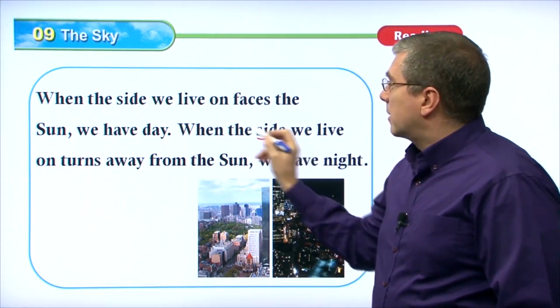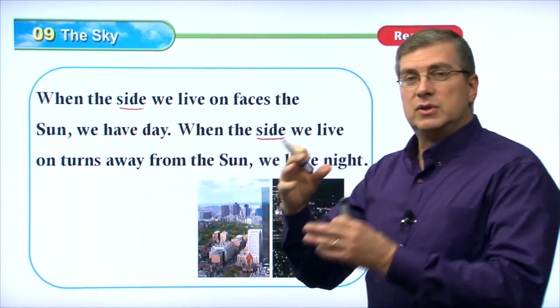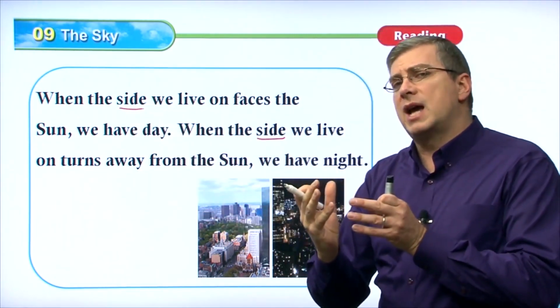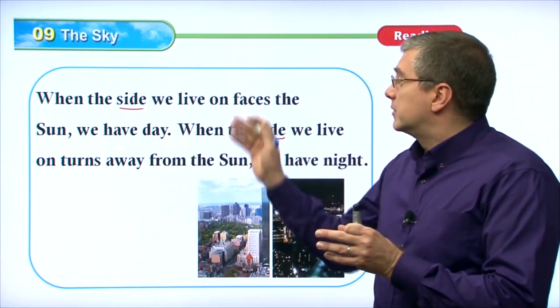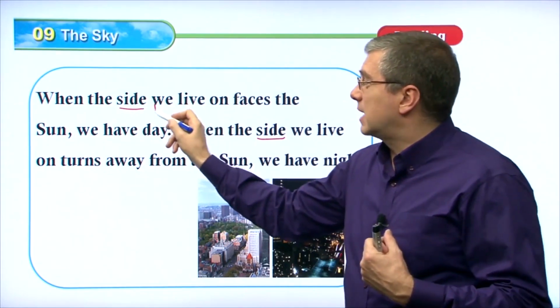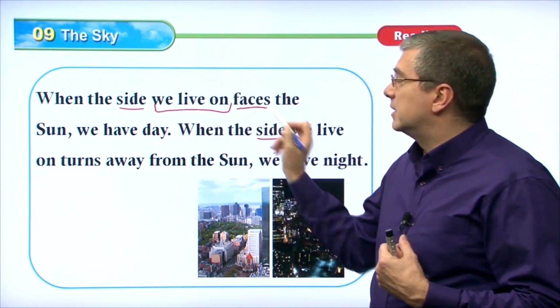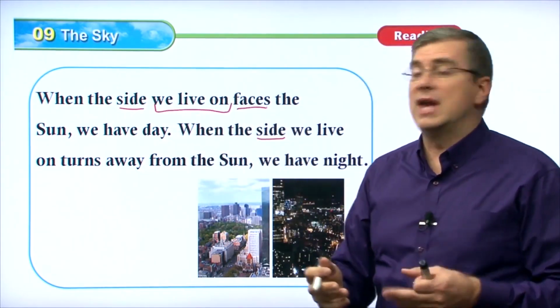So the side, we're talking about the sides, right? 2 sides of the earth. Only one side of the earth can face the sun at one time. So when the side that we live on faces the sun, then we have day.